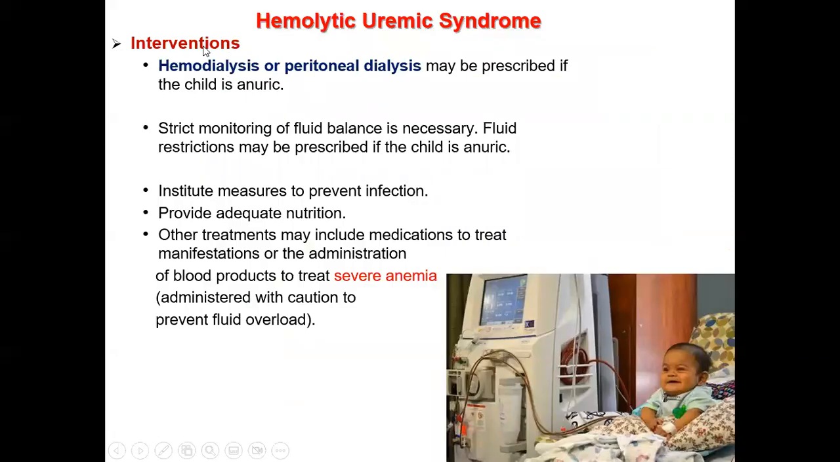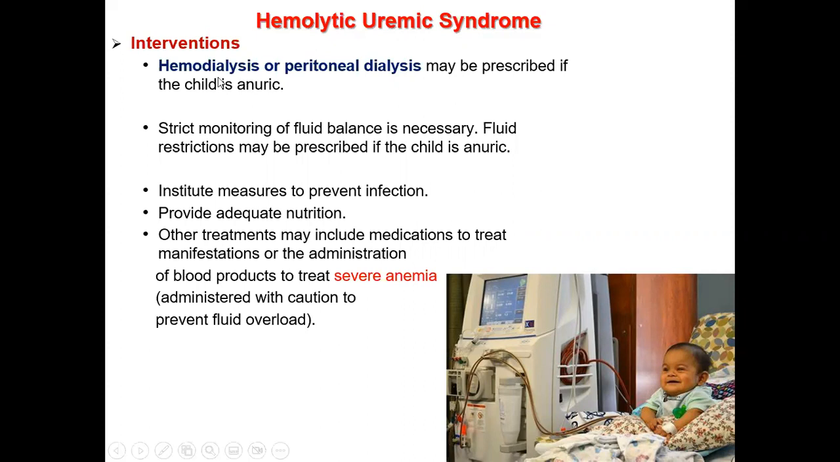So what are the interventions? Hemodialysis or peritoneal dialysis. If the kidney does not work, or there is poor kidney function and renal impairment, the indication is hemodialysis. There are two types of dialysis: one is called hemodialysis and another is called peritoneal dialysis. Dialysis is also known as renal replacement therapy.